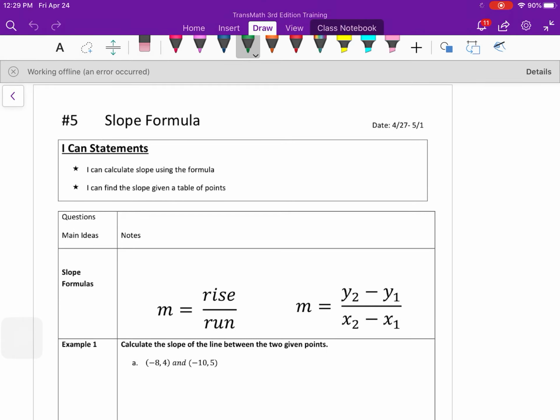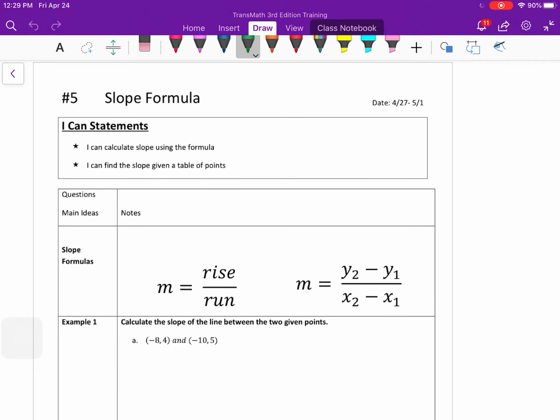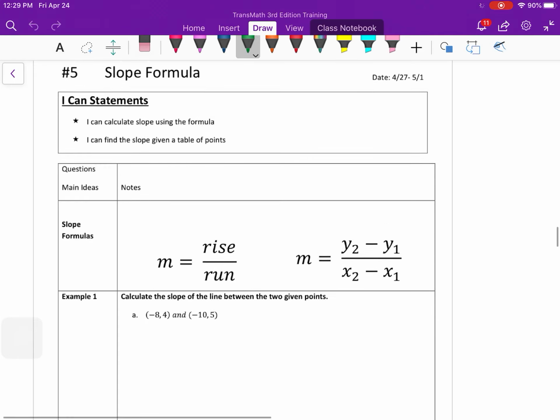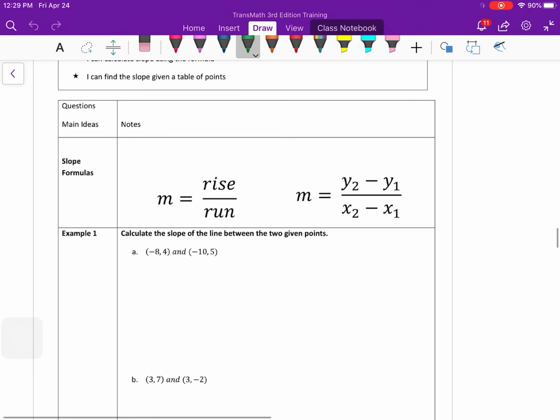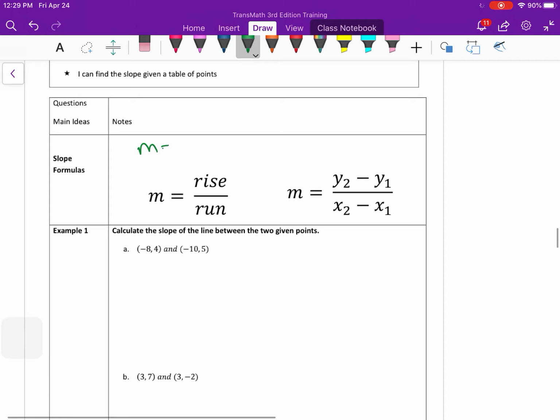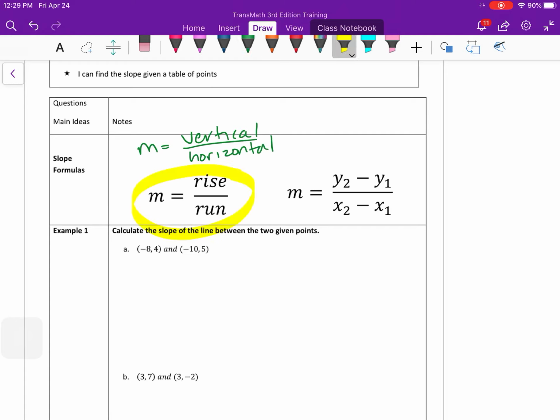I am going to do the video for week 5 here. I'm going to show you how to use the formula we use to calculate slope. So we've been looking at slope as, you might remember, the vertical change over the horizontal change. Another way we represent that is by saying rise over run. So rise is like how far we go up or down, over run, how far we go left or right.